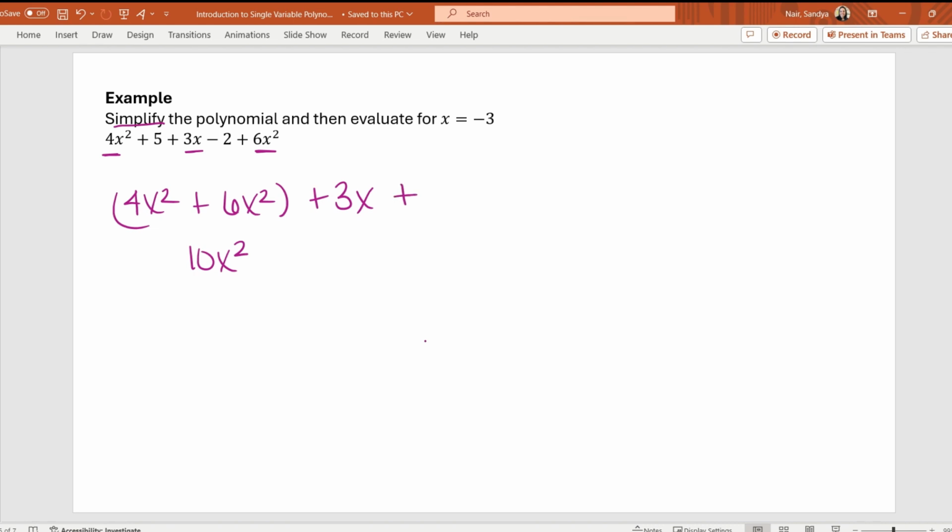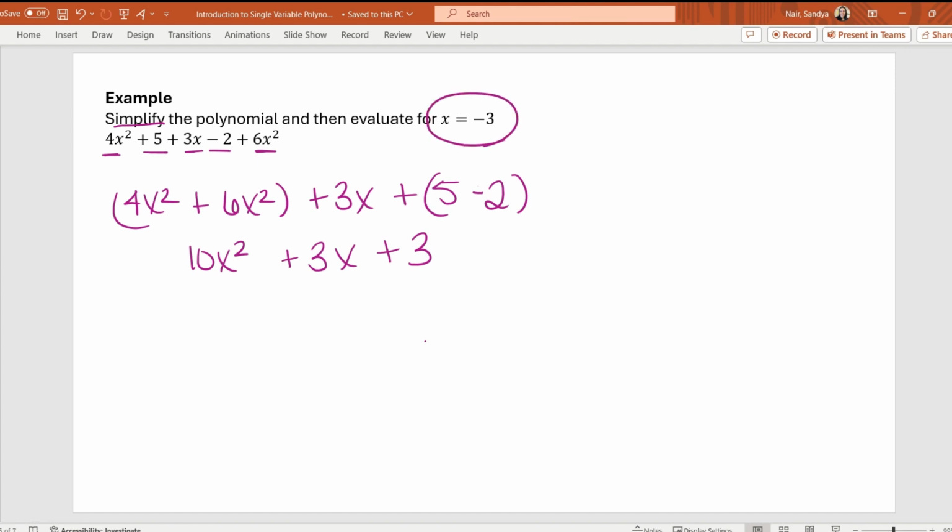And then I have two constant terms. I have a plus 5, and then I have a minus 2. Whatever sign is in front of the term in the original problem stays with it, so that minus is going to stay with the 2. Remember, I have my plus 3x that didn't change, and then I have my 5 minus 2, so I have my plus 3. So this now simplifies to 10x squared plus 3x plus 3.